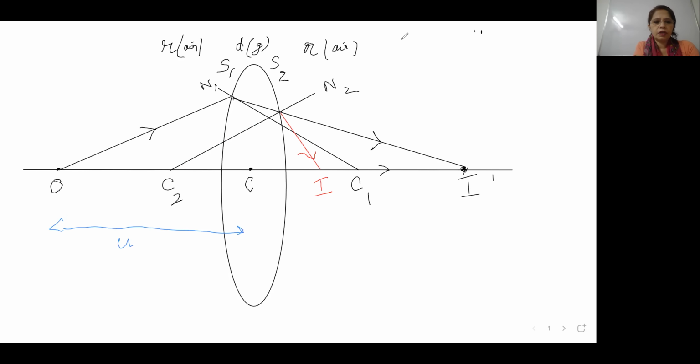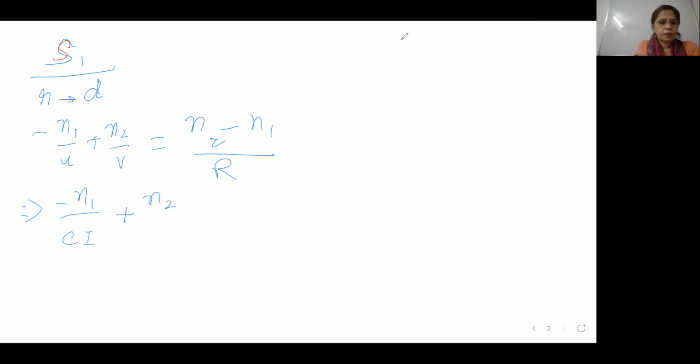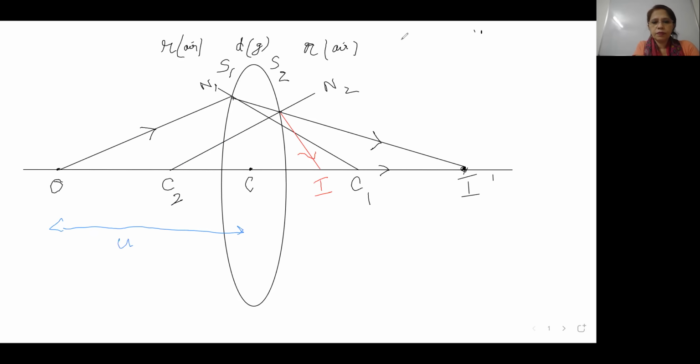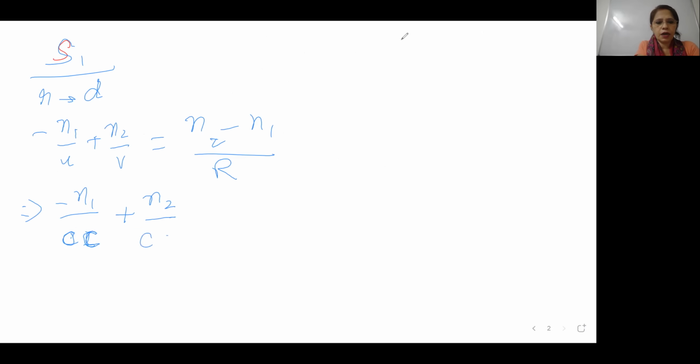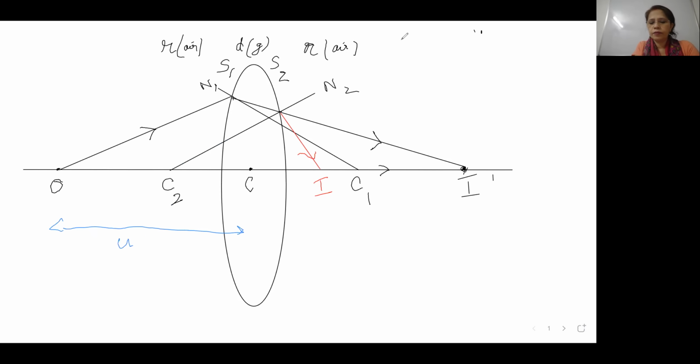Okay, I will show you again. OC is your U. So OC you will be putting here, upon V. What is V? V is your first image, that is CI dash. Then N2 minus N1 upon R. What is R? Radius of curvature for the first surface, that is your CC1.